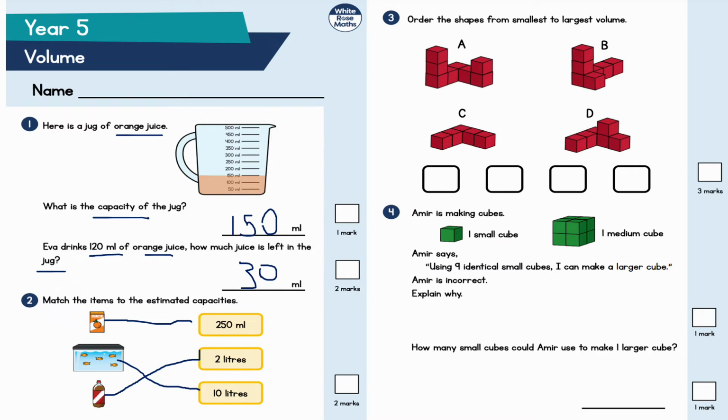Okay, this is question number 3, guys. Order the shapes from smallest to largest. Okay, so it's looking at counting the squares of my shape. Okay, so I've got 1, 2, 3, 4, 5, 6, 7, 8. I've got 8 cubes there. Okay, I've got 1, 2, 3, 4, 5, 6, 7. Okay, 2, 3, 4, 5.